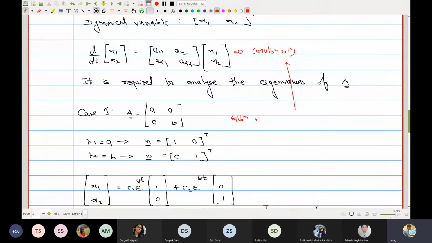Equilibrium solutions lie in the null space of A, which means you need to solve Ax equal to 0, and everything which satisfies this is an equilibrium solution, right? Equilibrium solutions lie in the null space. Null space is the space of all the solutions which will give you a 0 vector.